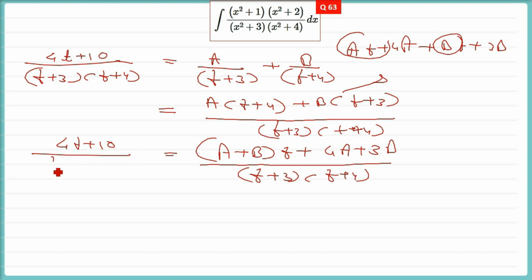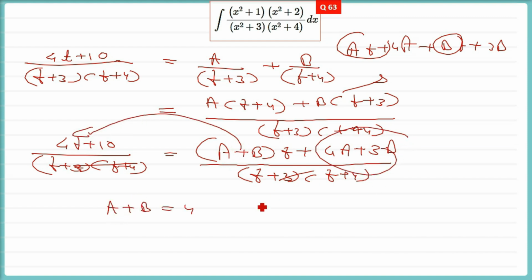So (4t + 10) divided by (t + 3)(t + 4) will come. Cancel these two out. Now just equate. A plus b will be equal to 4, and then 4a plus 3b will be equal to 10. So this is the second equation.